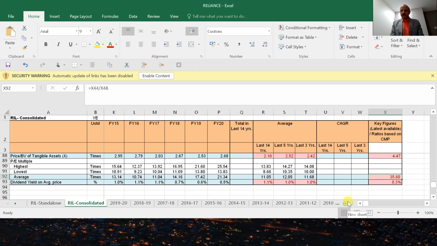And the average PE of the company in the last 14 years has been 11, last 5 years has been 12, and last 3 years has been 11.68. But look at today's market price: based on the latest available EPS number, it's coming to 35.6. So theoretically it comes into red, but we have to look at it from the prospective angle, what is likely to be the future forward earnings of the company. Then if we compare this PE ratio, it's not that bad, it still has great potential to go up. Dividend yield, as I said, has not been so great because the company has been focusing more on retained earnings and less on dividend distribution historically.